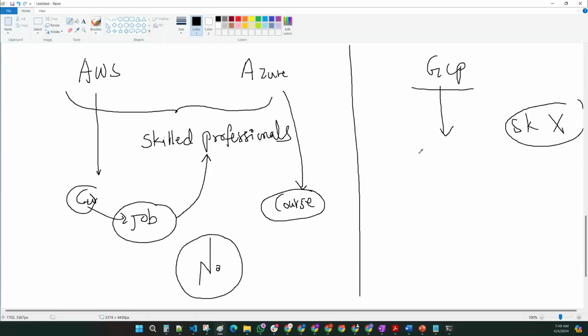No one will have 4 years of experience. If they are saying 4 years of experience, that means they are lying. Very rarely do you find people who have 4 years of experience. Maximum 3 years they will get. So within 3 years, do you think you find skilled persons? No, you can't find them.